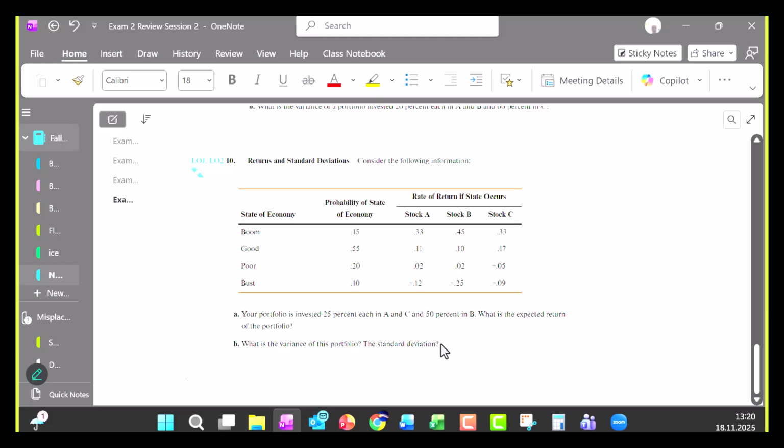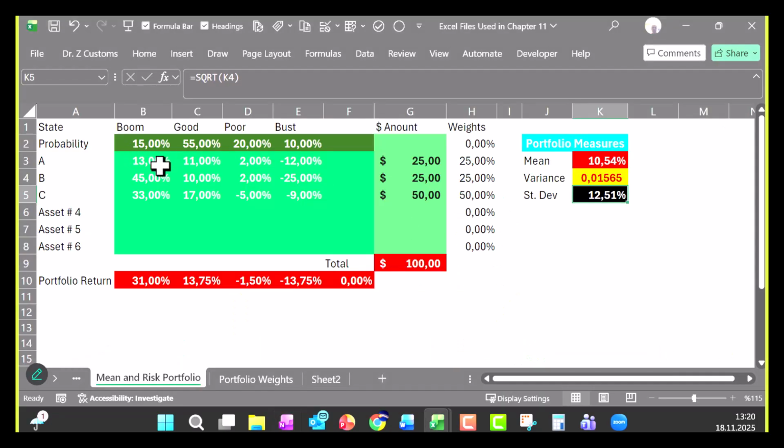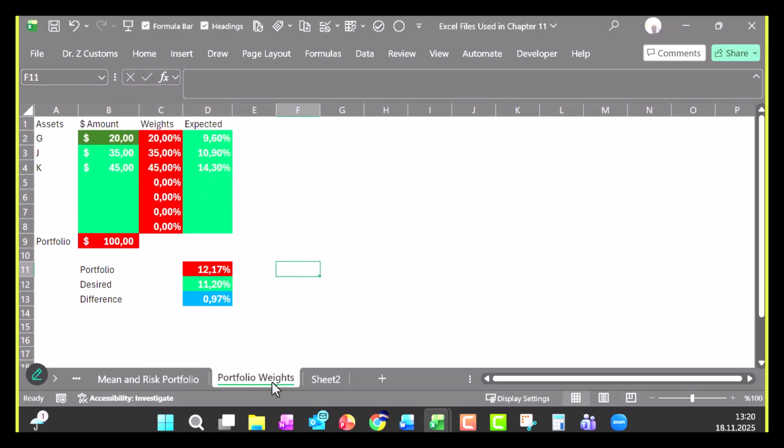Remember, the problem gives the returns in each state vertically. All I have to do is transpose them. I made that mistake the previous time, but this time I haven't.